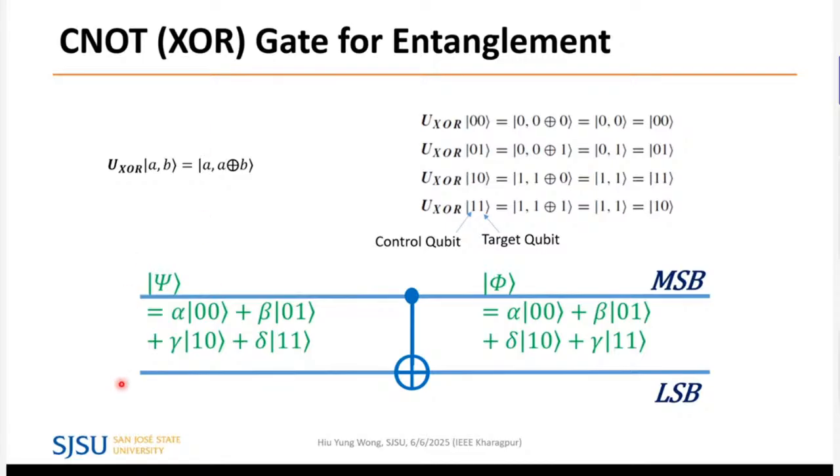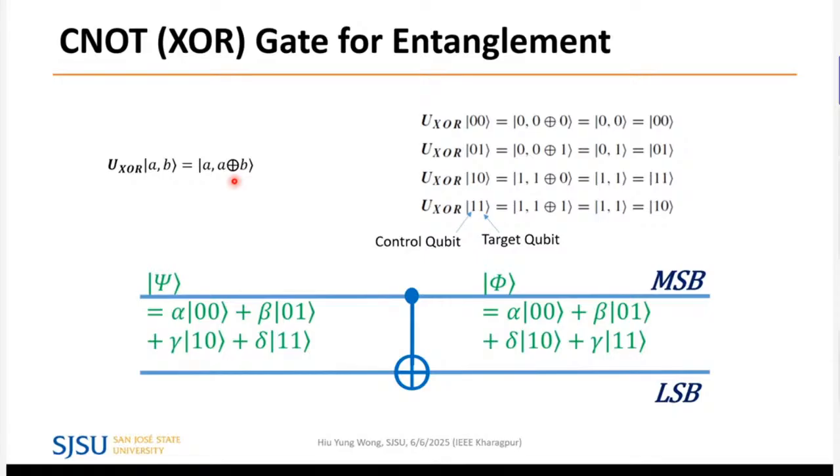I have A and B. In these 2 qubits, I have 4 possible bases: 00, 01, 10, and 11. So we write it as AB, meaning A can be 0 or 1, and B can be 0 or 1. When I apply this exclusive OR gate to it, the basis states will change to A and A XOR B. It means that the first qubit will not change, but the second qubit will be the exclusive OR between A and B.